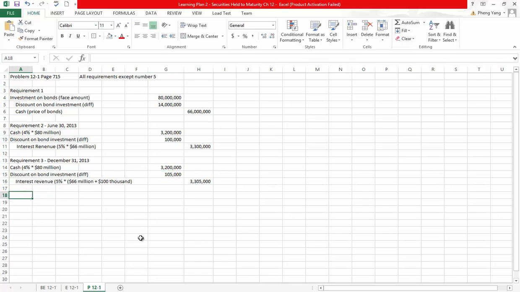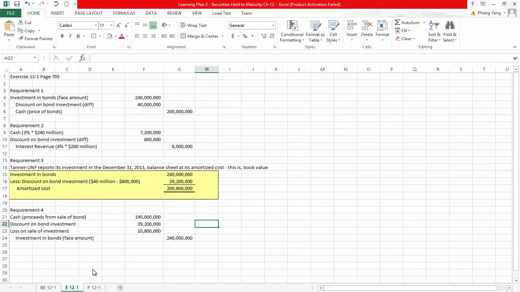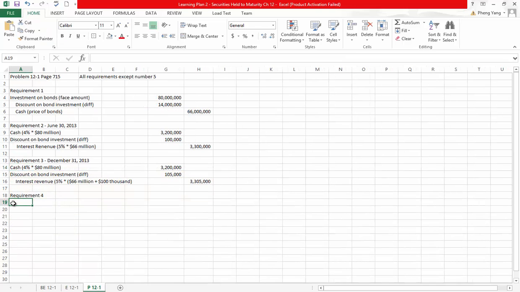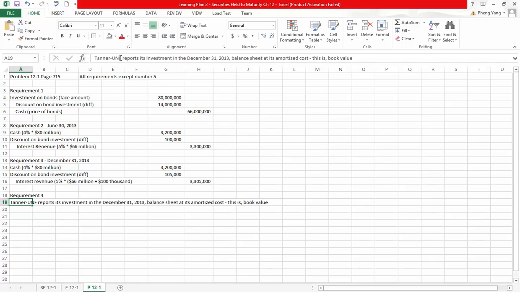Okay, so requirement 4. At what amount will Fuzzy Monkey report its investment in the December 31st, 2013 balance sheet, and why? So this is the same concept as what we did over here. I'm going to just copy this and paste it here, but I'm going to just say Fuzzy Monkey here.